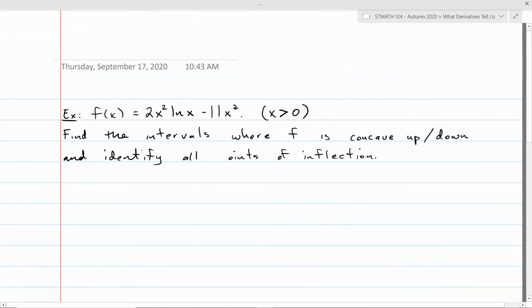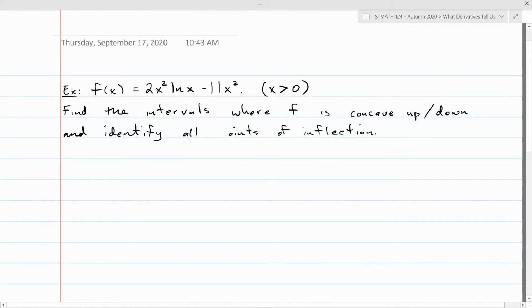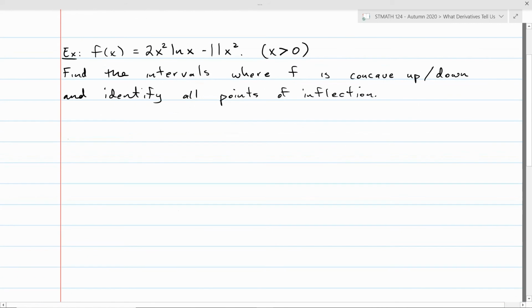Okay, so for this example, we'll figure out where the function 2x squared natural log of x minus 11x squared is concave up and down, and we'll figure out what are all of its points of inflection. So we've got to calculate the derivative and then the second derivative because this is all based on the sign of the second derivative. So calculate the first derivative and we get 4x natural log of x, and then we'll have 2x squared left alone times 1 over x. That'll just be 2x. And then minus 22x would be the derivative of the 11x squared.